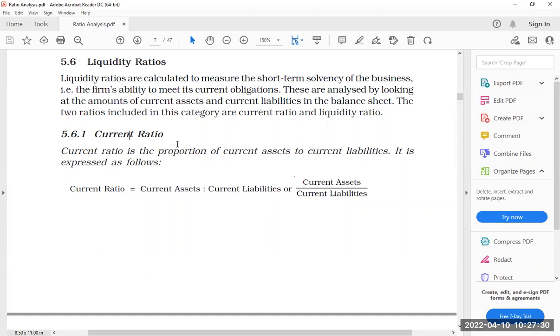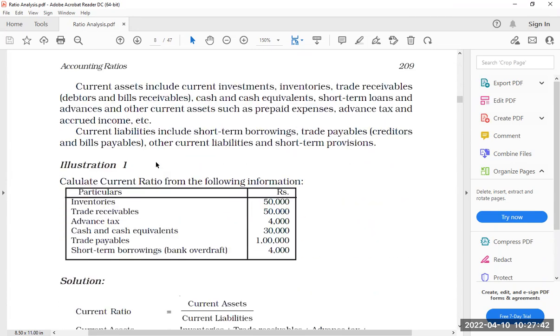You have to take the total of current assets of a company on a particular day, and the total of current liabilities of the same company on the same day, and divide the assets by the liabilities. You will get an answer. That answer is called the current ratio. Can you just try a ratio for this?